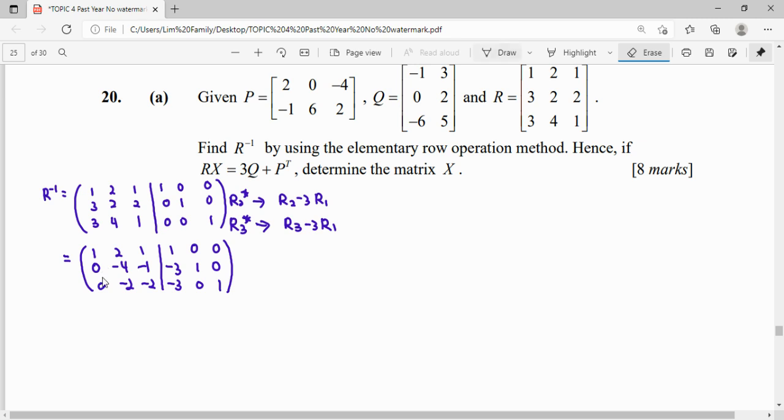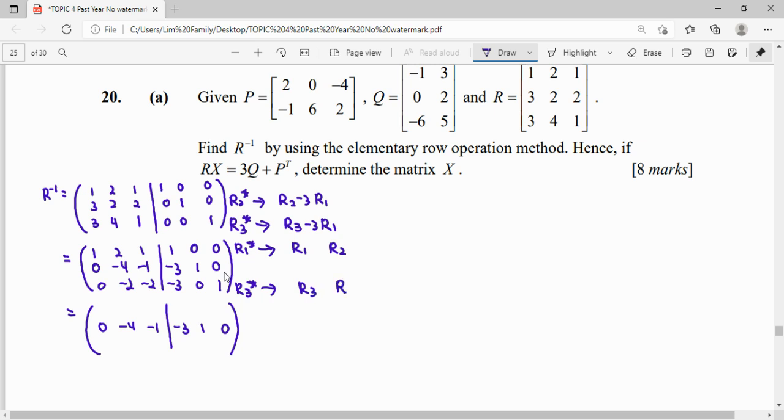Then we continue to the second step. I will change those entries to become 0, which are in row 1 and row 3. That means I'm going to fix my row 2, so my row 2 will not change. We will fix it as 0, negative 4, negative 1, negative 3, 1, 0. I'm going to change my row 1 using row 2, and also change row 3 using row 2.